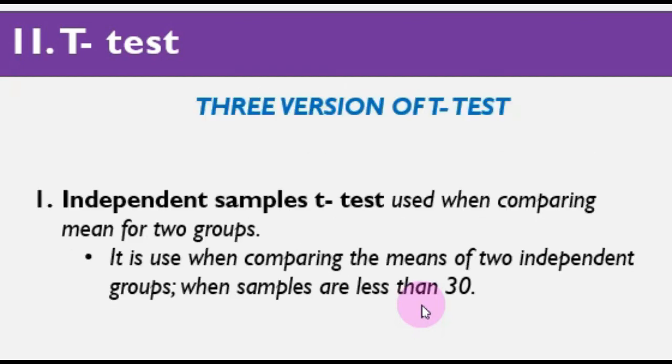Okay, meron tayong tatlong version ng T-test. We have the independent sample T-test, used when comparing the means of two groups. It is used when comparing the means of two independent groups when samples are less than 30.